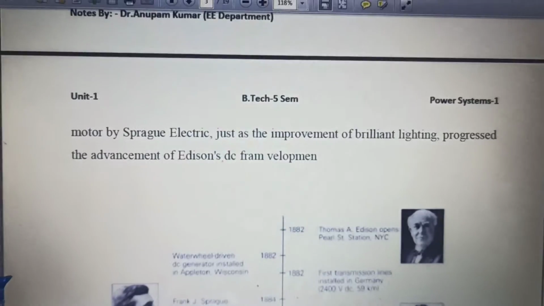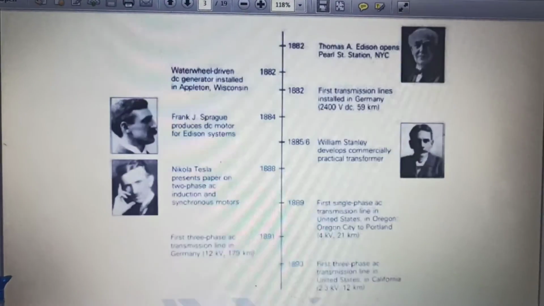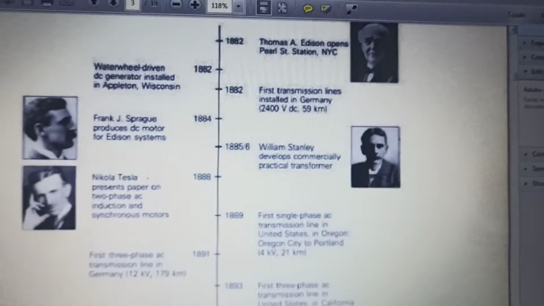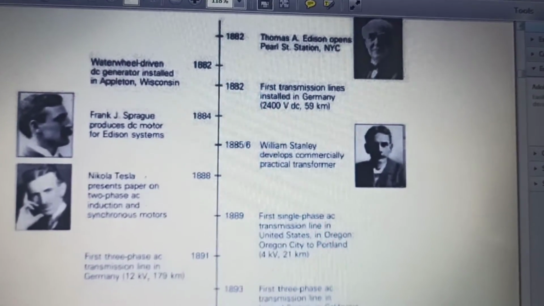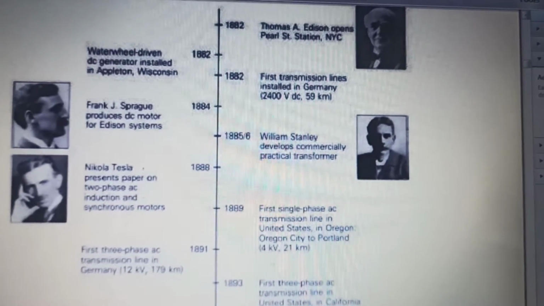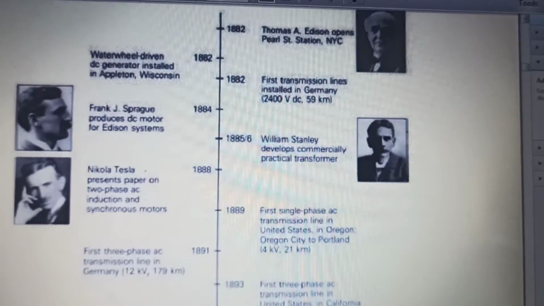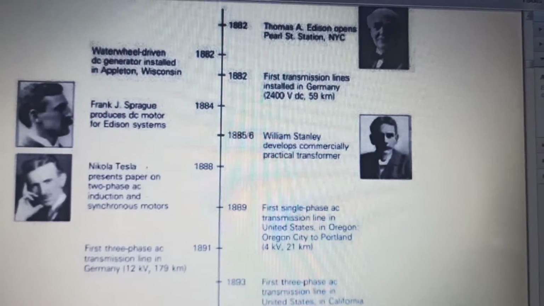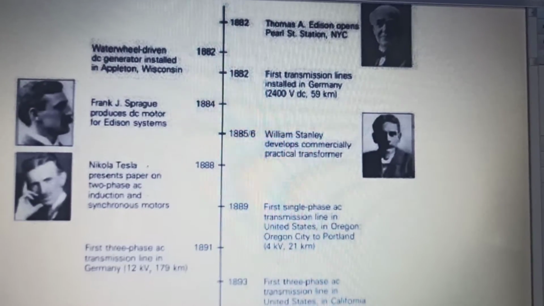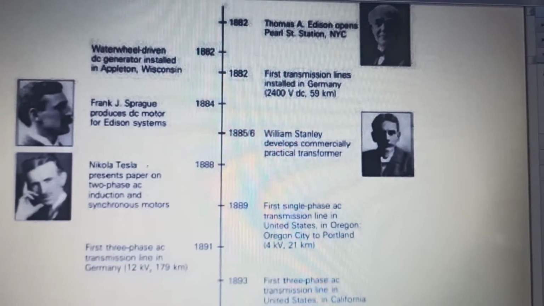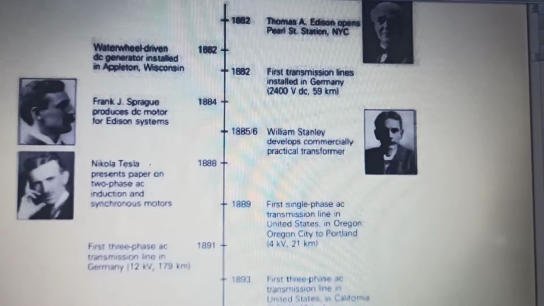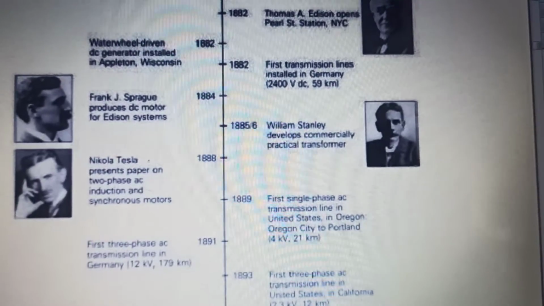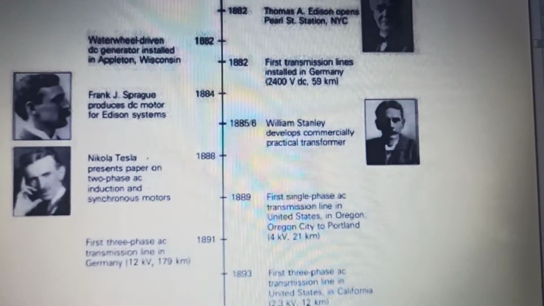Okay, so this is a very beautiful graph through which we can understand that Thomas Alva Edison in 1882 opened the Pearl substation in New York City. This is how the evolution happened, and I am still wondering what we people were doing at this instant of time.